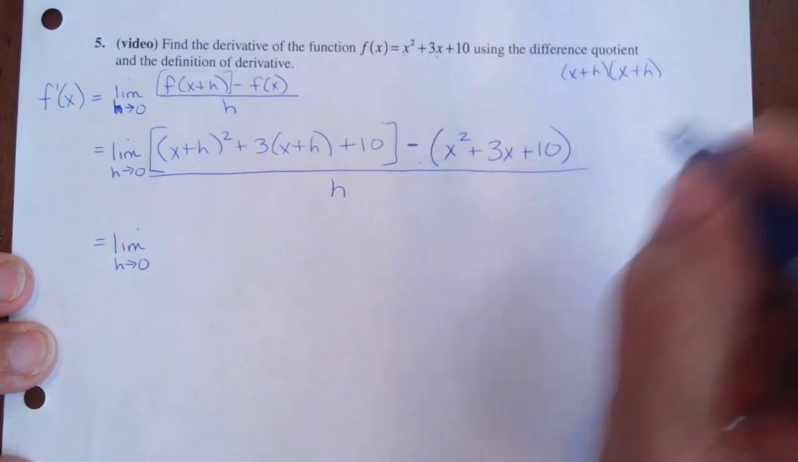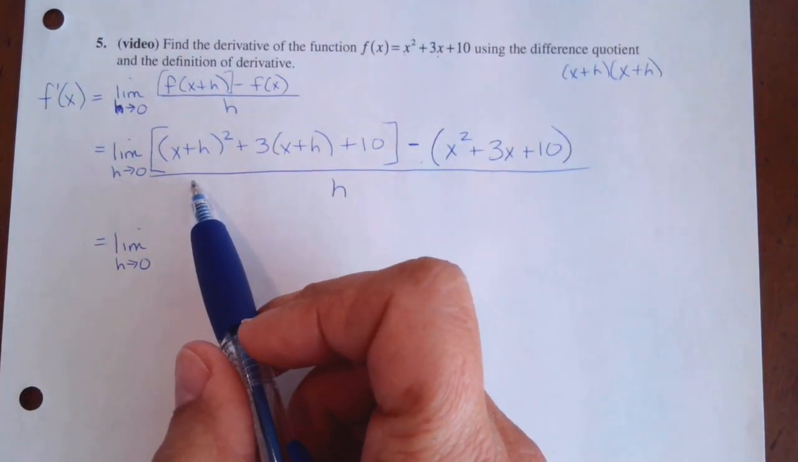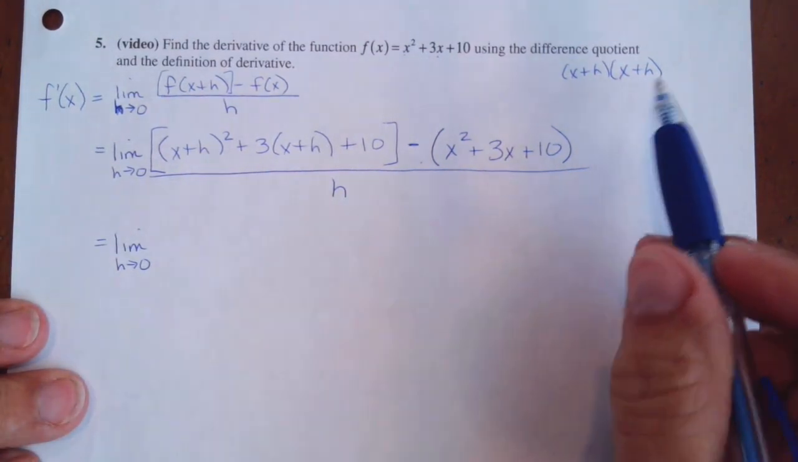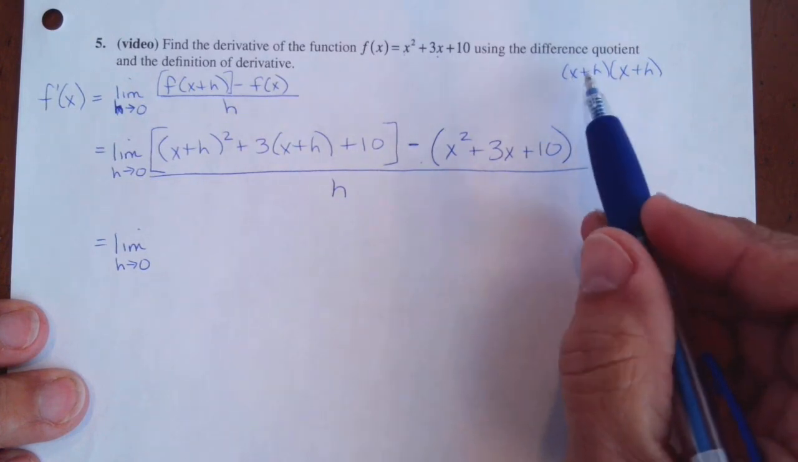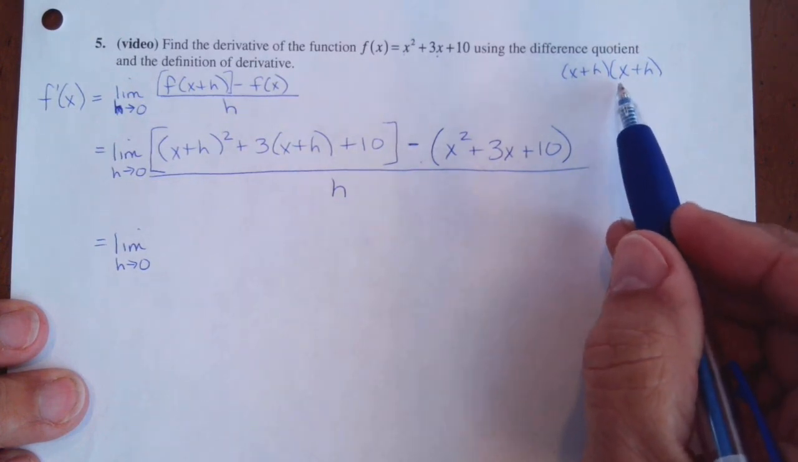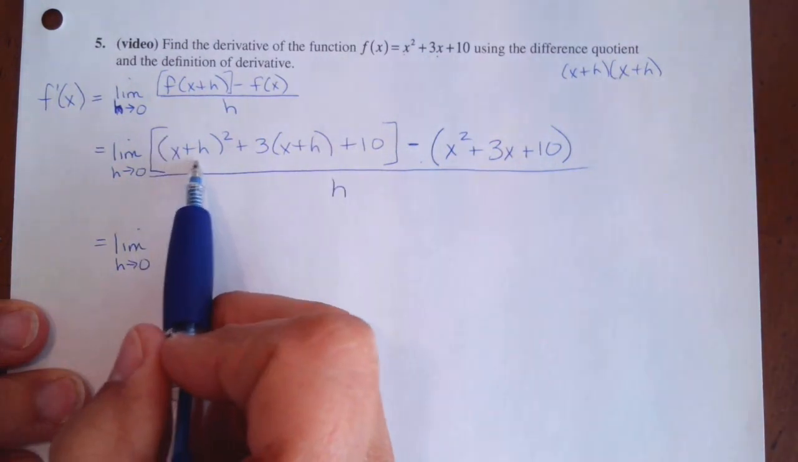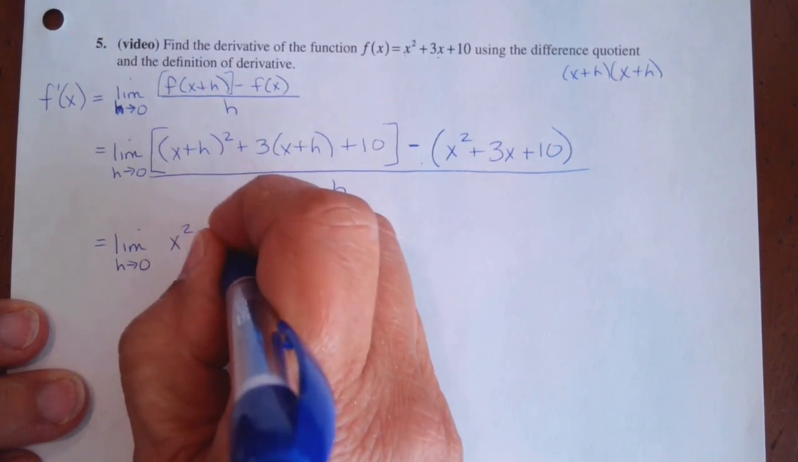That's first, outer, inner, last, right? You don't just do x squared and h squared. Hopefully by now you know that is not how you solve that. So we're going to FOIL it. So x times x is x squared, outer is xh, and inner is xh. So that's 2xh, and then last is h squared. So when we square this, we get x squared plus 2xh plus h squared.